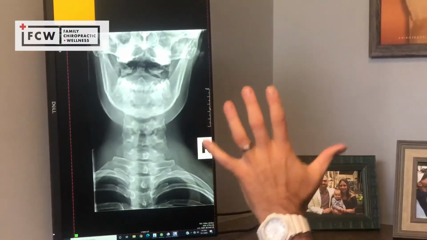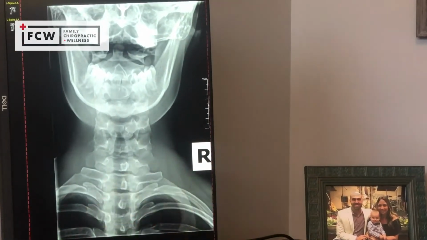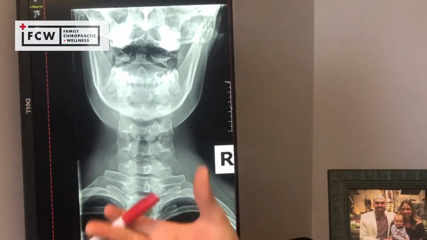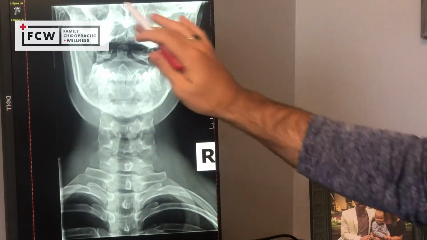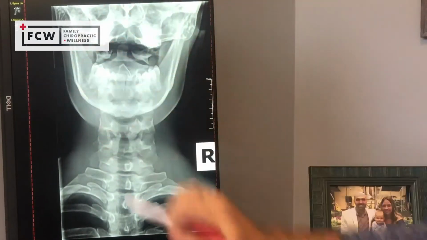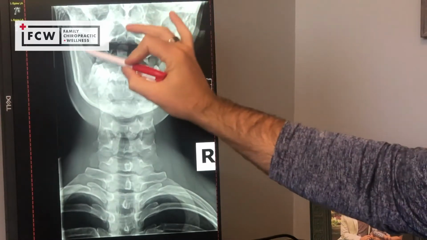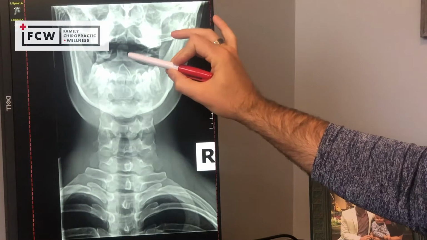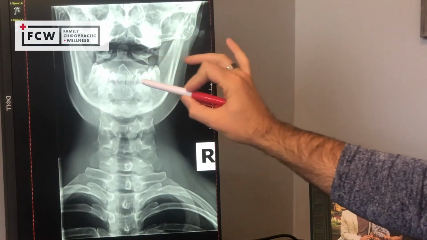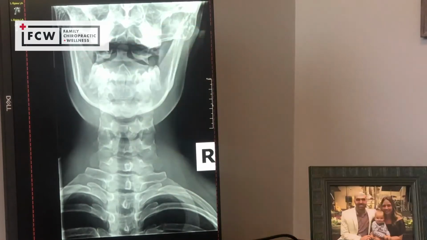So we're essentially looking at the patient from the back. X-rays are always a 3D thing or image that we put on 2D computer screens. This is what's called an AP open mouth, meaning we have the patient open their mouth so that we can see what's going on in the top part of the spine. I always say that the second bone in our neck, C2, looks a lot like a UFO. And then we can see C1 on either side here.